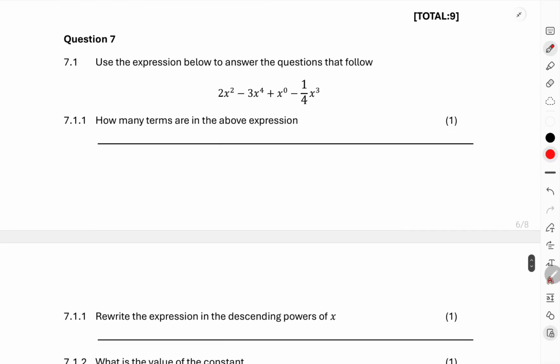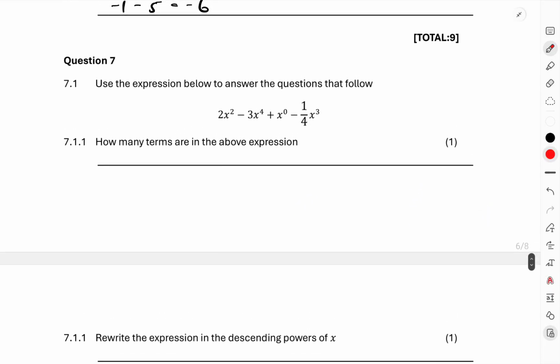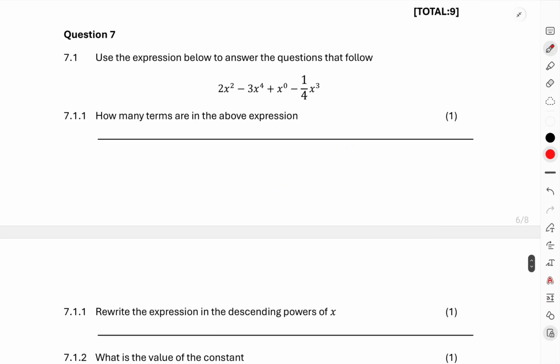Question 7. Use the expressions below to answer the questions that follow. How many terms are in the expression above? How many terms? Term number 1, term number 2, term number 3, term number 4. Therefore, how many terms do we have? We have 4 terms, right?